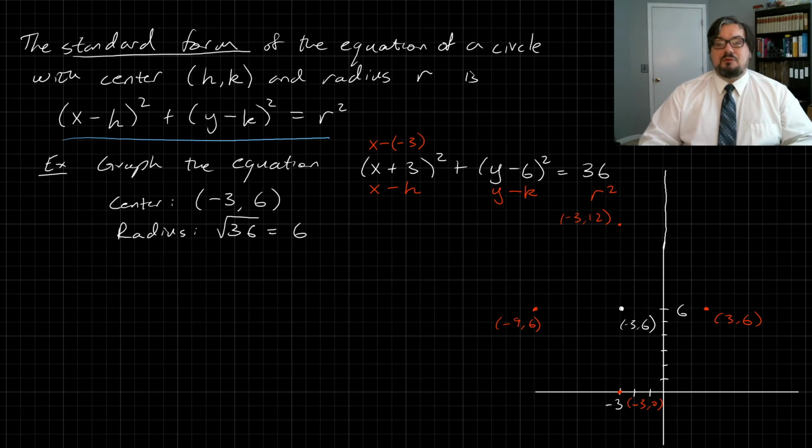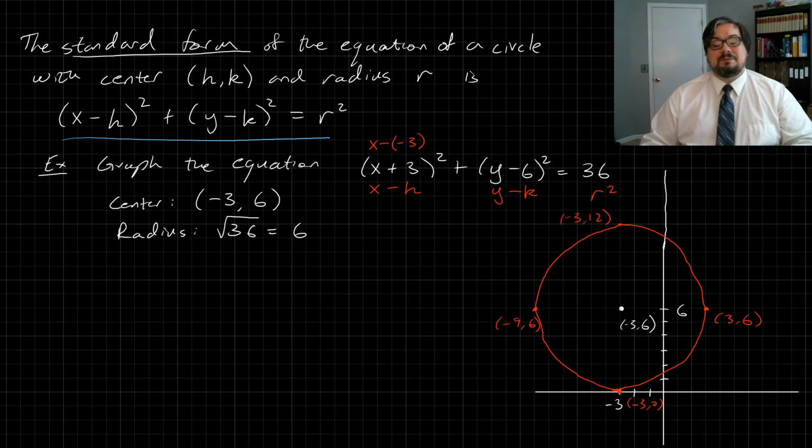So that gives me the 4 compass points on my circle, and from there I'll go ahead and sketch out what the circle looks like. And that's how we do it. Once we recognize that the equation we're looking at is in fact the equation of a circle, as long as we can identify the center and the radius, graphing it is a straightforward process of simply sketching a circle with a given center and radius.